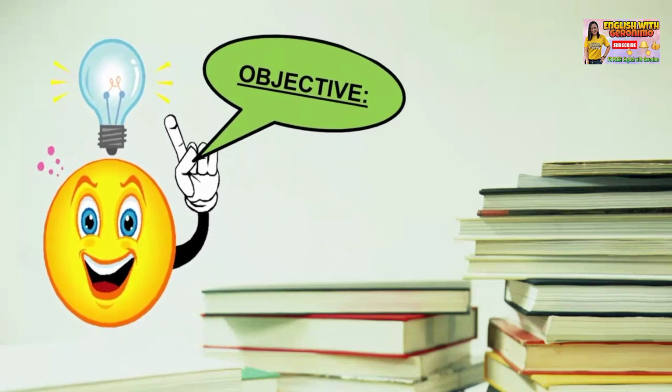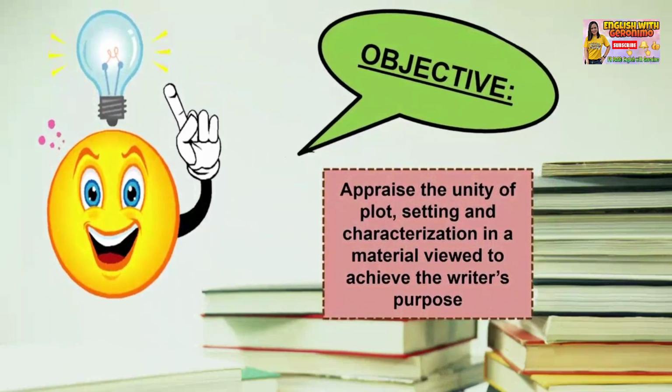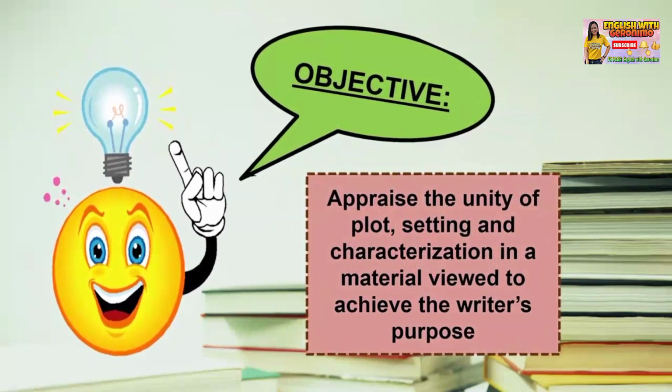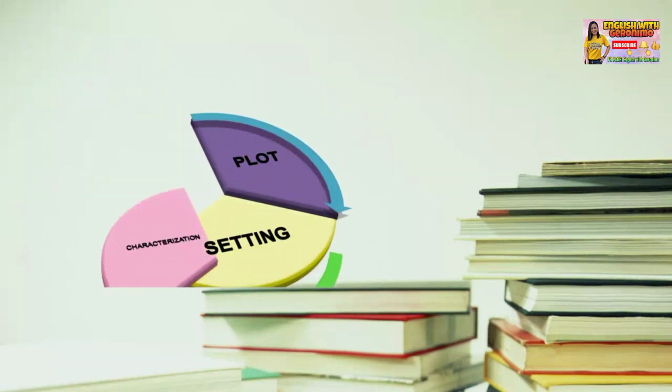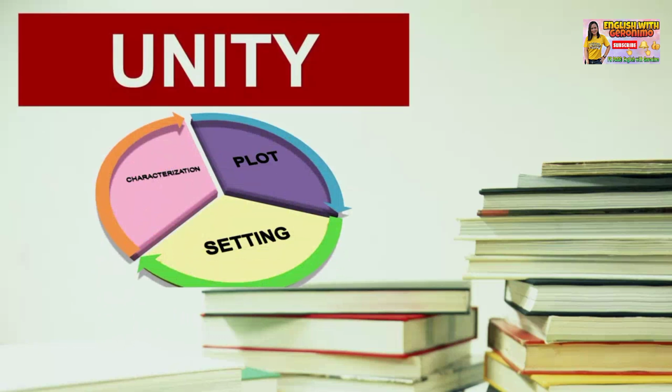This lesson's objective is for you to appraise the unity of plot, setting, and characterization in a material viewed to achieve the writer's purpose. To guide you in better understanding this, you have to bear in mind that the plot, setting, and characters should always achieve unity.